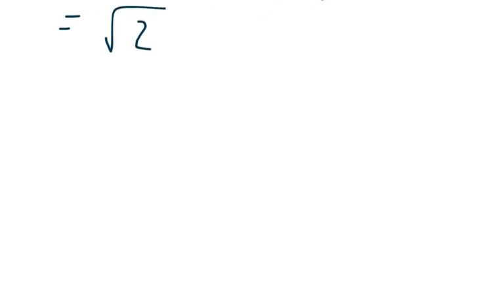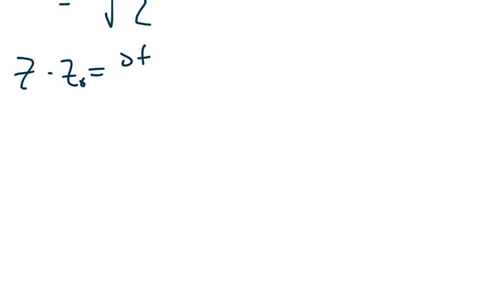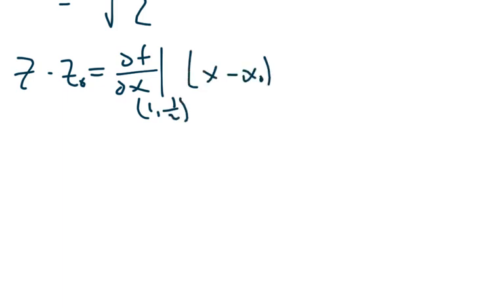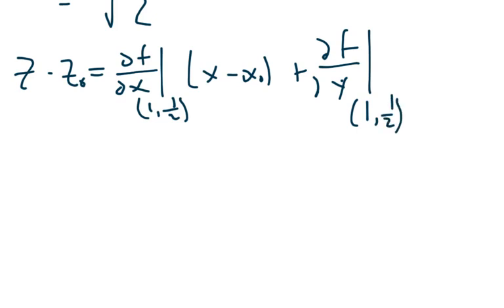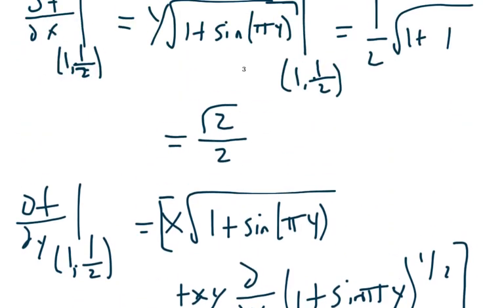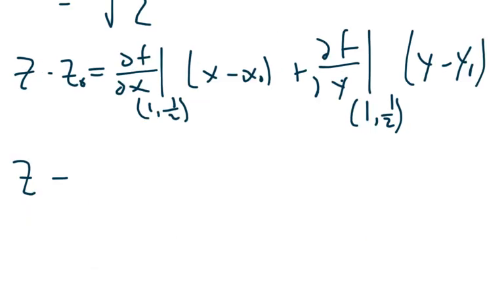Okay, so now to write our tangent plane. Again, we know that we have z minus z0 is df dx at 1, 1/2, times x minus x0, plus df dy at 1 and 1/2, times y minus y0. So we found that z0, let's go ahead and look at that. z0 is square root of 2 over 2.